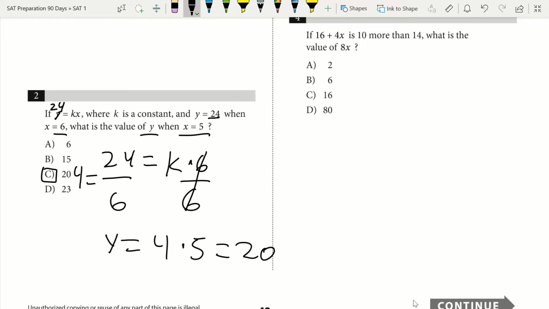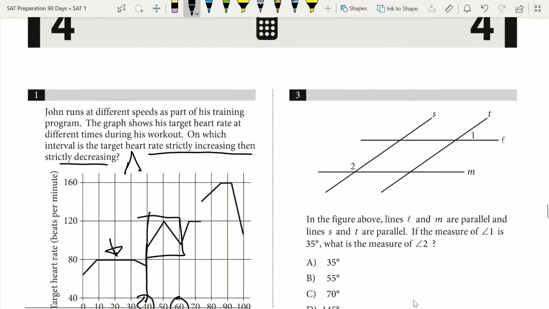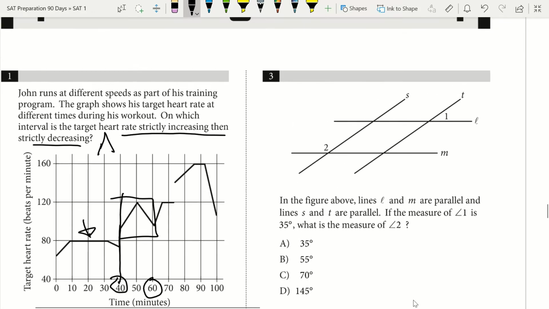All right, question 3. Question 3, I've got 2 sets of lines, or I guess 4 sets of lines. We've got lines L and M, they're parallel, S and T are parallel. If measure of angle 1 is 35 degrees, we can go ahead and put in 35 degrees there. What is the measure of angle 2?